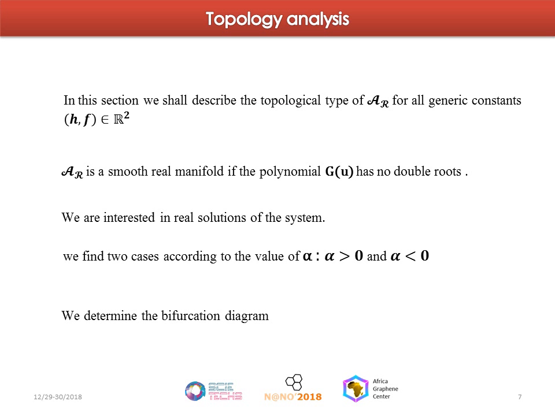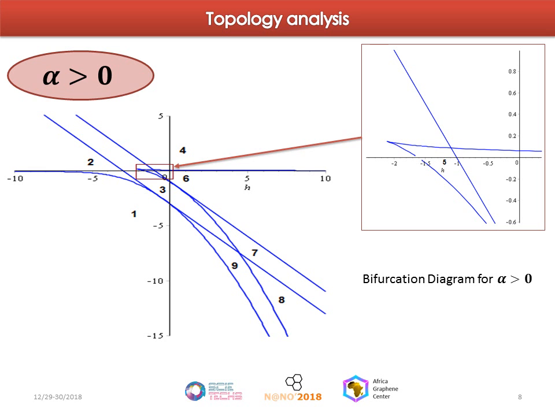In this section we will give the topology of real level sets. Since the system is separable, its trajectory is on a real variety AR. We find two cases according to the values of alpha: greater than 0 and less than 0. To do this, we find the bifurcation diagram B, which represents the set of critical values of the invariants H and F. And here is the bifurcation diagram B, which has 9 domains.